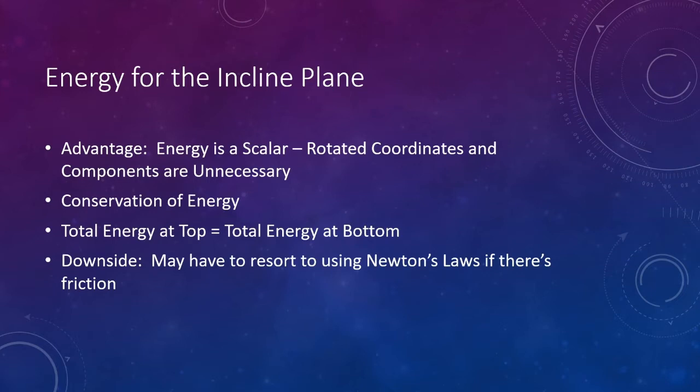Or you may hear it as energy can't be created or destroyed, only transferred from one form or system to another. And the way that we'll apply this for an object on an inclined plane is if we solve for the total energy at one location, that's the same total energy at all locations. And you use that to see how energy is distributed at different points. The downside for energy is friction can be a little tricky to deal with. And if there is friction, you typically have to fall back to forces and Newton's laws.